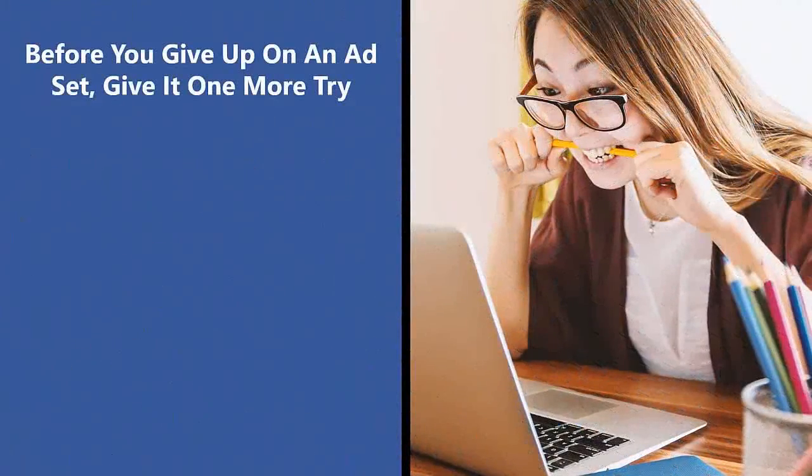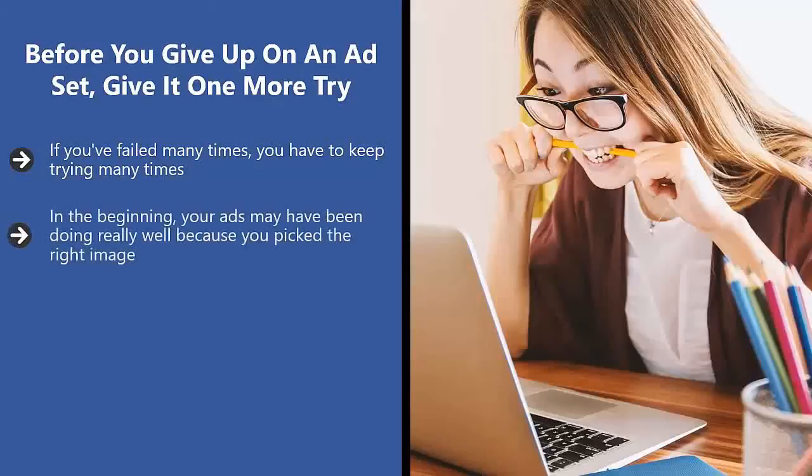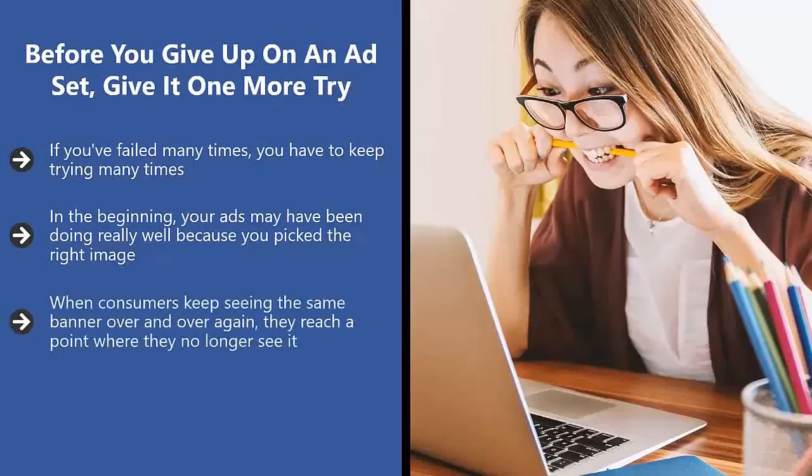Before you give up on an ad set, give it one more try. If you failed many times, you have to keep trying many times. Well, if you're sure that your ad campaign is a bust, despite its initial success, take a look at the big picture. In the beginning, your ads may have been doing really well because you picked the right image. Your ads were getting the right attention. The problem is, there is such a thing as banner blindness. When consumers keep seeing the same banner over and over again, they reach a point where they no longer see it. That's right, it's as if your banner doesn't exist.